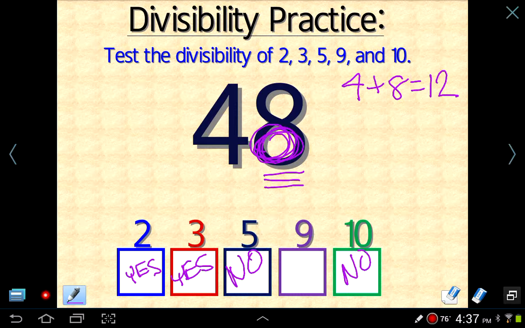And then 9. 9 has the same rule as 3. Add up the digits. 4 plus 8 is 12. I don't know why I'm doing this again, but I think it helps because I have trouble adding 4 plus 8.